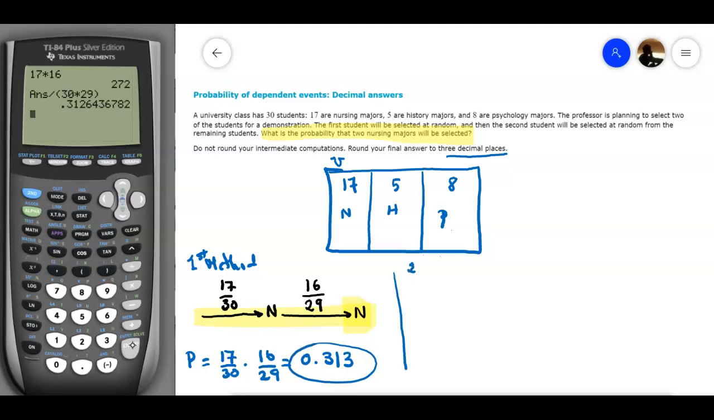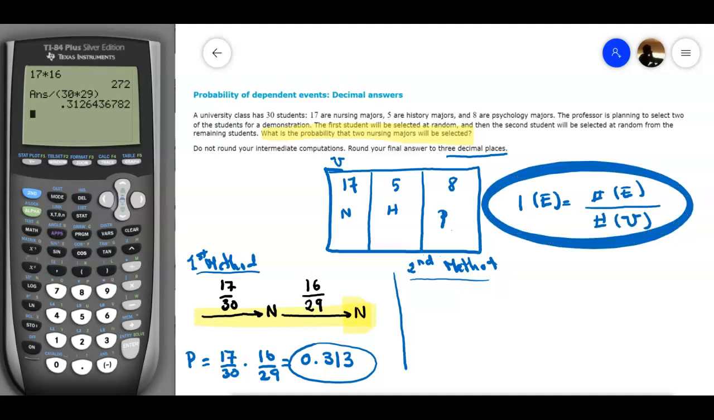Let's go to the second method. For the second method, I'm going to use the principle of probability. So what is it? The probability of an event E is going to be the number of events in E divided by the number in the universal set. All right, so this is my formula for the probability.